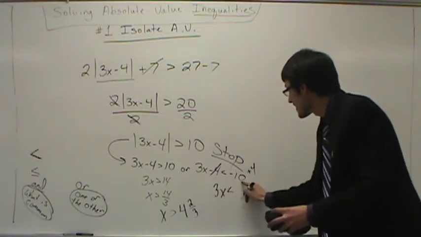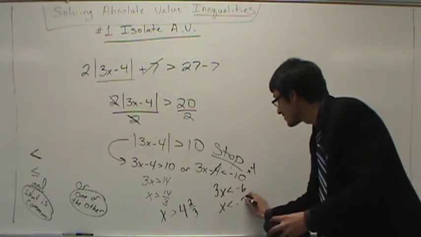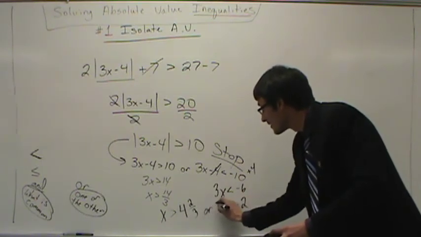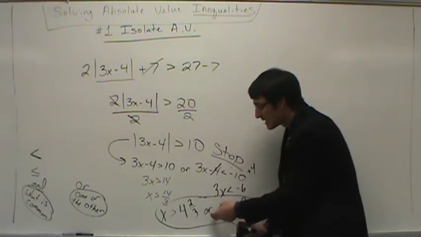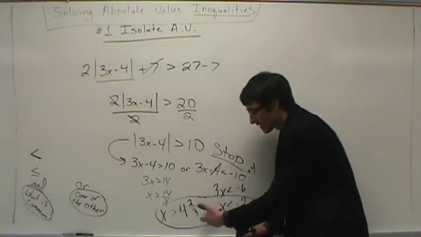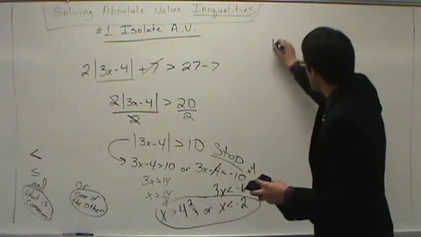3x is less than negative 10 plus 4, which is negative 6, divide by 3, x is less than negative 2, and our connective word is or. Now, do we compress an or statement? Do we change this like we do an and statement? No, we leave it alone, okay? It has 2 pieces. Now, 3 ways.